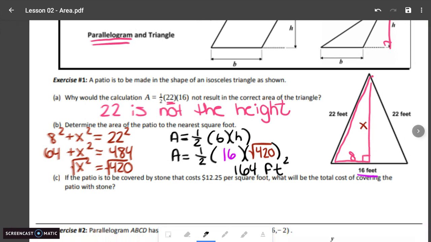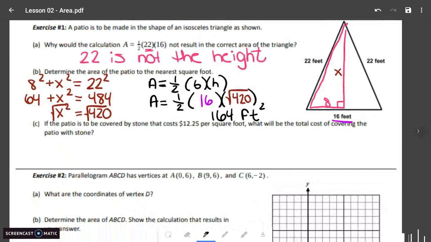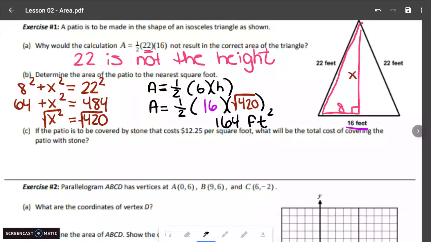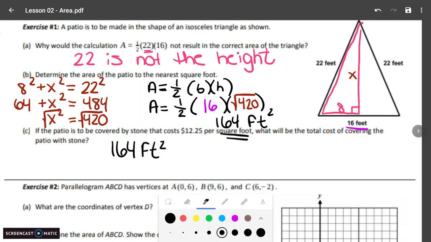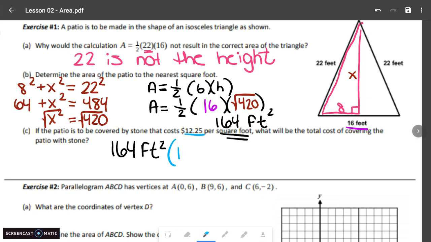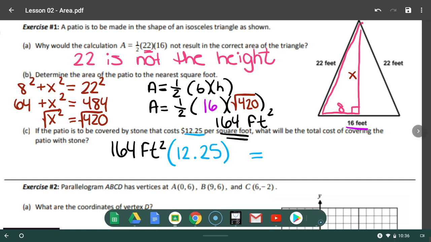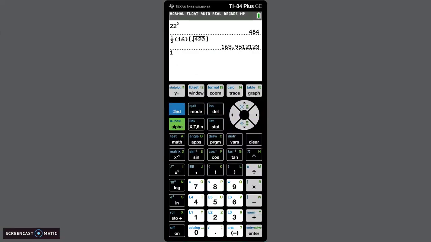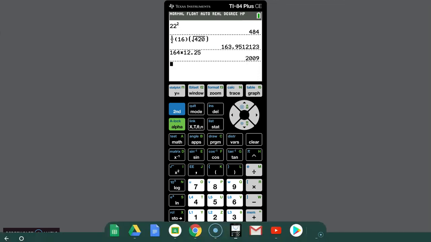Now, the patio is to be covered by stone that costs $12.25 per square foot. What would be the total? Notice it's in square feet as well. So you're taking that 164 and we're multiplying it by this $12.25 per square foot. So now I'm going to make sure that I do use the 164 because we rounded and we're basing that part off this. And it's going to be $2,009.